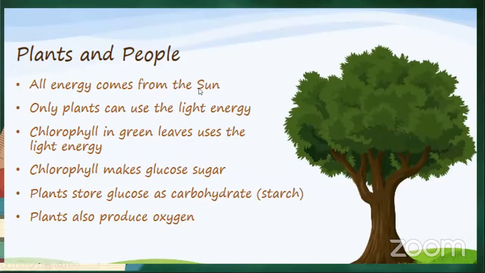All right, plants and people. All the energy comes from the sun. Only plants can use the light energy. Chlorophyll in green leaves uses the light energy. Chlorophyll makes glucose sugar, and plants store glucose as carbohydrates, which is also known as starch, and plants also produce oxygen.